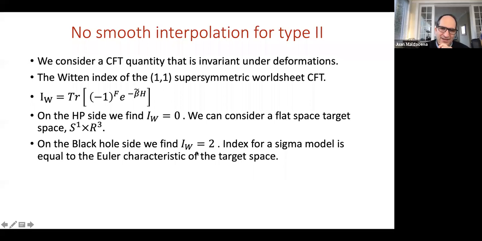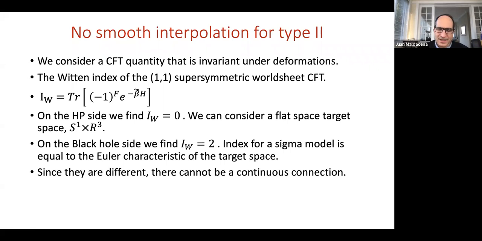And we can calculate the indices in some extreme regions where either the winding mode is very small, or on the black hole side, when the black hole is very, very large, so that we can use the geometric description. Okay, so since they are different, there cannot be a continuous connection between the two.